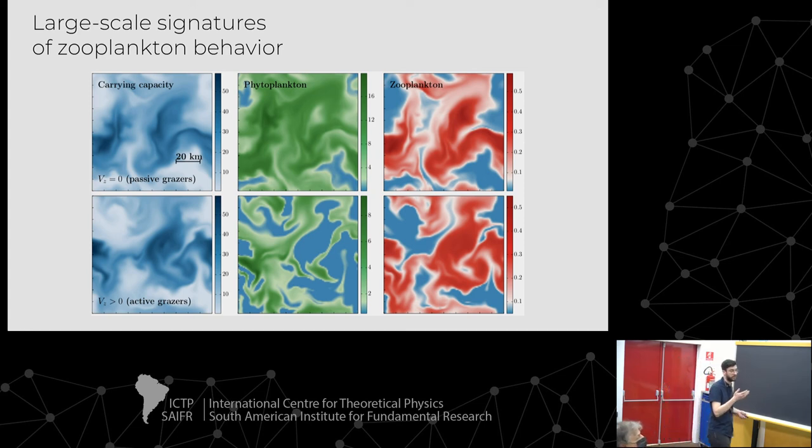Why? So for this problem, I can give a mechanistic explanation for why this is happening. Zooplankton that are active are much better at finding food in low resource concentrations than passive grazers. Because passive zooplankton rarely bump into a phytoplankton and catch it, but an active zooplankton is going to eat much more than a passive one in those cases. And that's why at the edges, where we have a very low concentration of phytoplankton, they eat and trim the edges. So the boundaries of the bloom become sharper, and more fragmented as we have higher velocities.